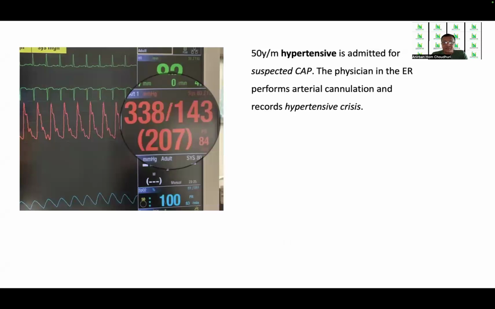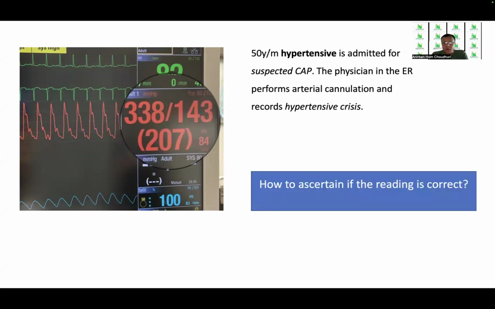Let us start with a case. A 50-year-old male hypertensive is admitted for suspected community-acquired pneumonia. The physician in the ER puts an arterial cannula and records the blood pressure, and the blood pressure is this, and he considers it as a hypertensive crisis. Now, how do you ascertain if the reading is correct?